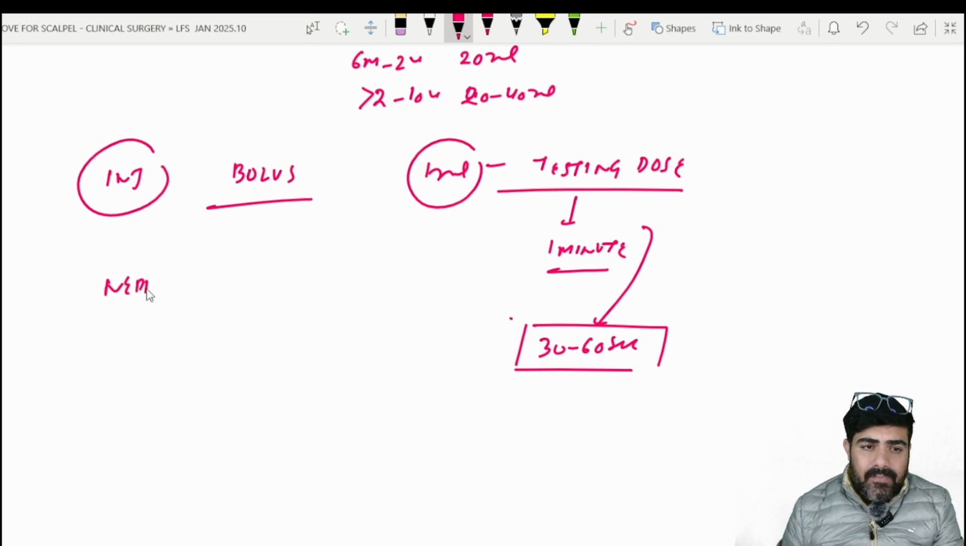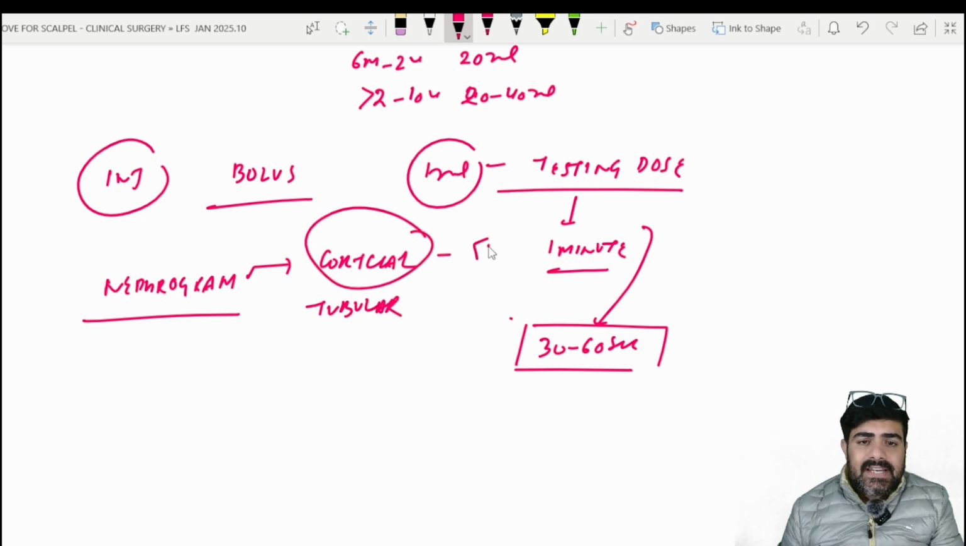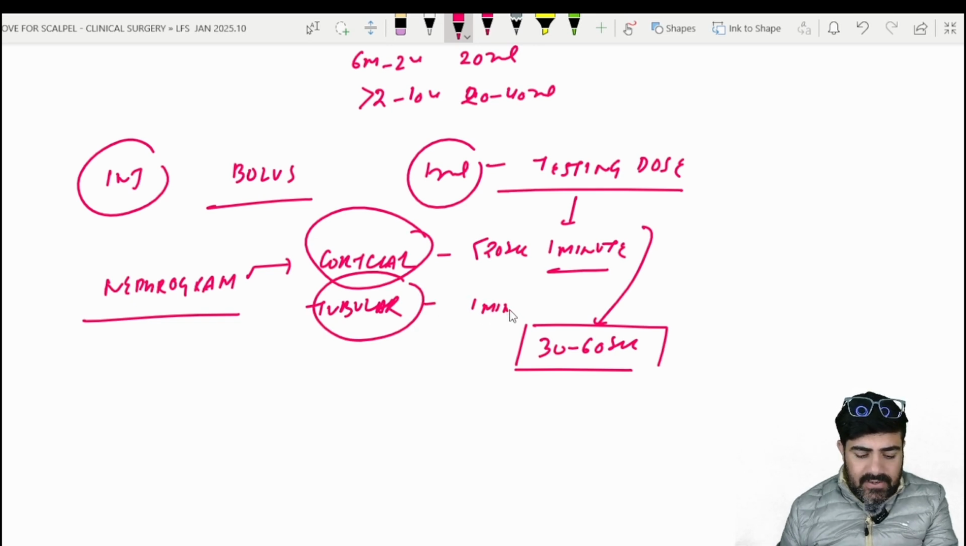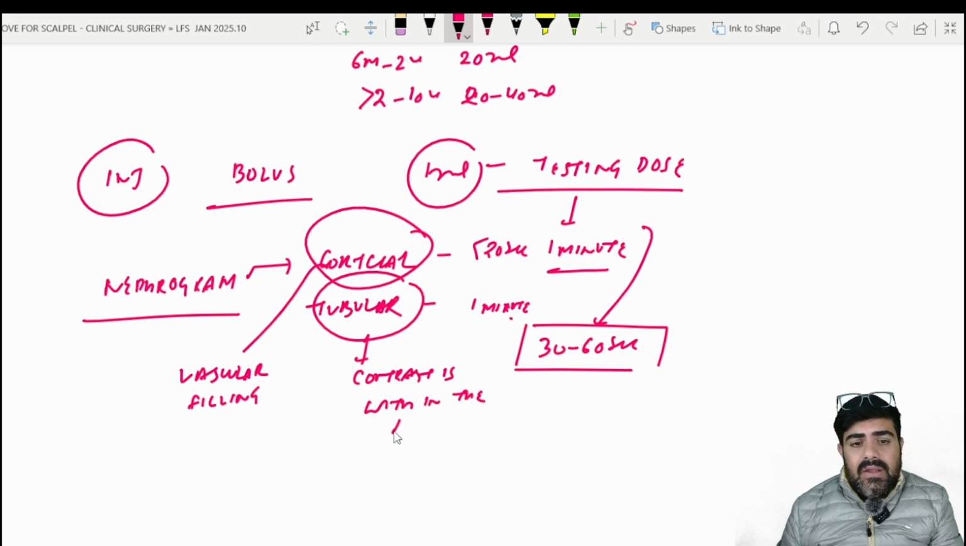One term here is nephrogram. What is a nephrogram? We have two phases in the nephrogram: one is the cortical phase and one is the tubular phase. The cortical phase is seen at less than 20 seconds, and the tubular phase up to 1 minute. The cortical phase is basically vascular filling, and the tubular phase is when contrast is within the lumen of the renal tubules.